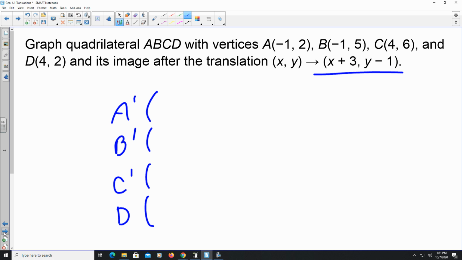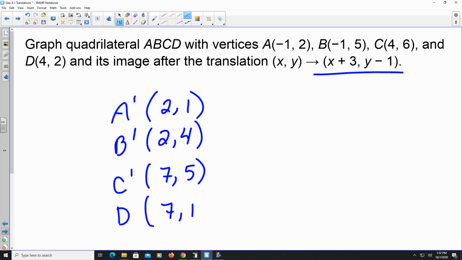So all you're going to do is add 3 to x and subtract 1 from y. Negative 1 plus 3 is 2. 2 minus 1 is 1. So 2 comma 1 is A prime. Let's look at B. Negative 1 plus 3 is 2. 5 minus 1 is 4. So that's B prime. I look at C. 4 plus 3 is 7. And then 6 minus 1 is 5. And then finally, 4 plus 3 is 7. And 2 minus 1 is 1. So those are the coordinates for the translation with that specific rule.